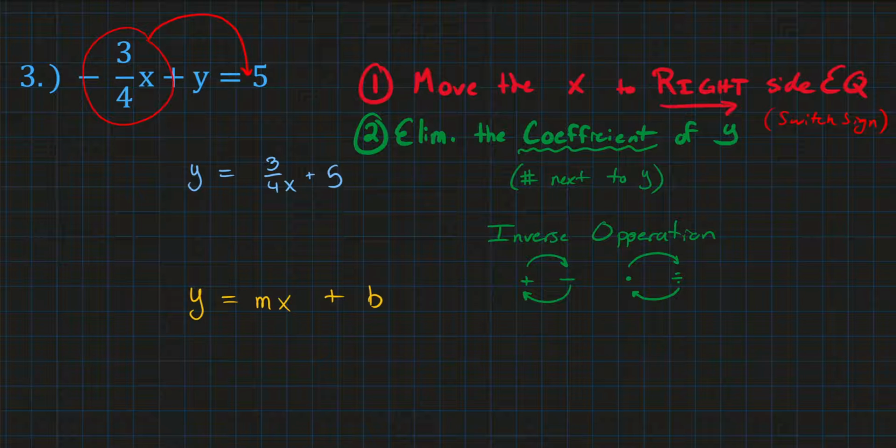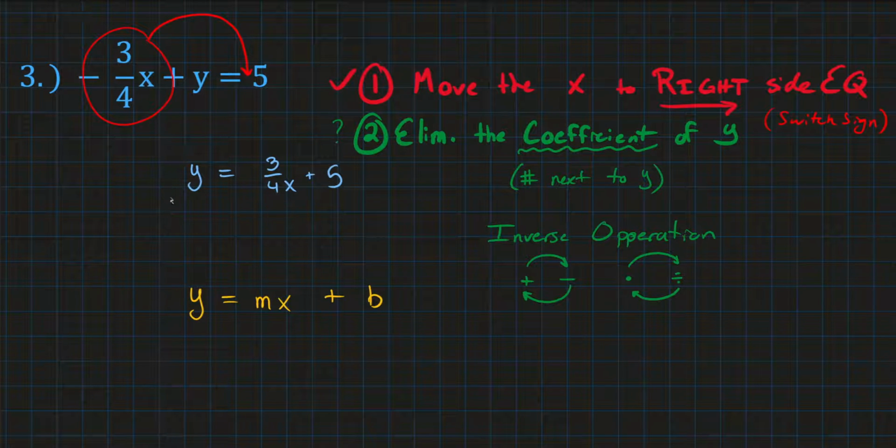Excellent. So that's step 1. We've moved it over and changed its sign. Now, before we go and try and do step 2, let's just look. Is it already in slope-intercept form? Y equals mx plus b. It actually is. So if it's already in slope-intercept form, do I need to do this second step? And the answer is no. Why would I do a step that isn't there? There's nothing to eliminate. So we're done.